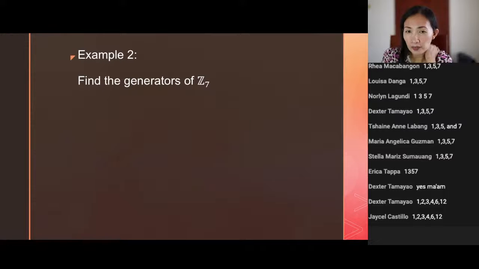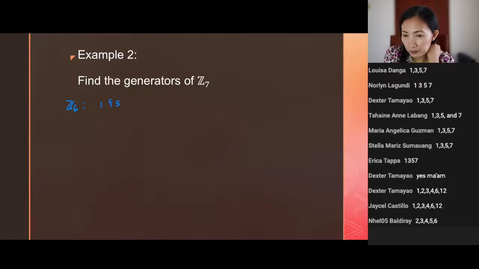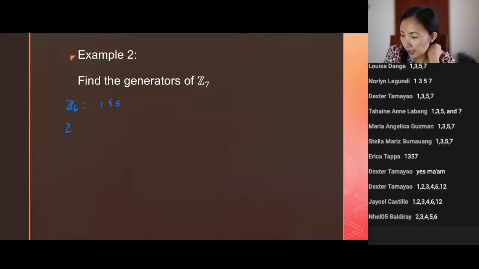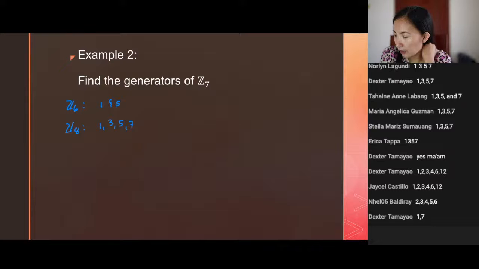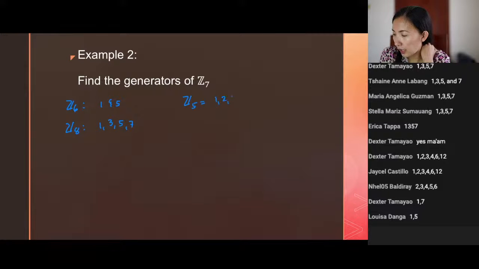Example, generators of Z sub 7. What do you think are the generators of Z sub 7? I want you to pay attention to this. For Z sub 6, the generators are, can you remember, 1 and 5. Diba? For Z sub 8, can you remember? You answered a while ago. 1, 3, 5, 7. For Z sub 5 kanina, the generators are all elements except 0: 1, 2, 3, and 4.